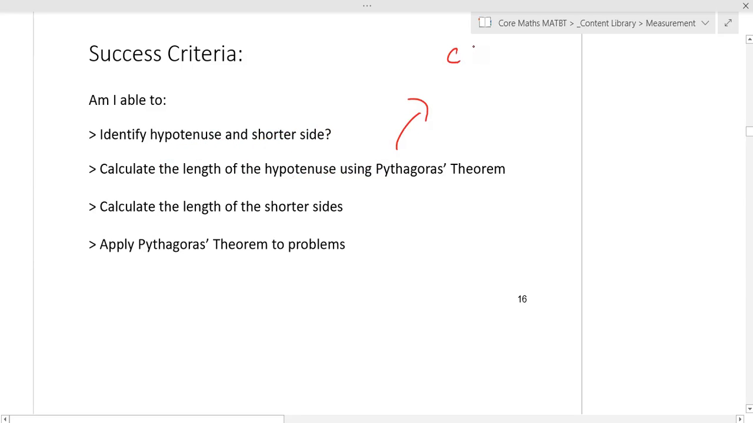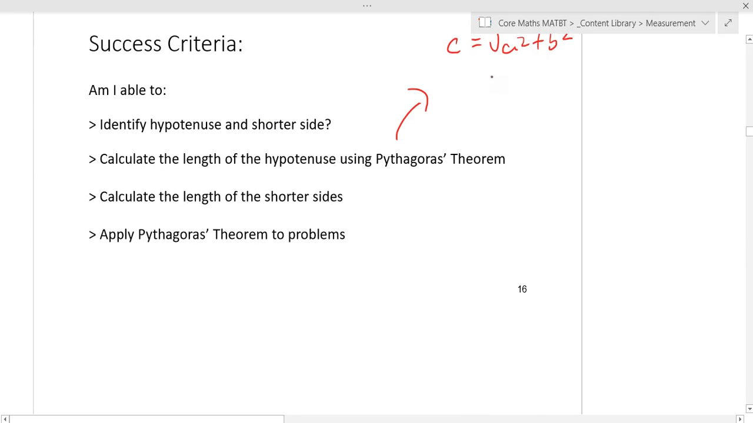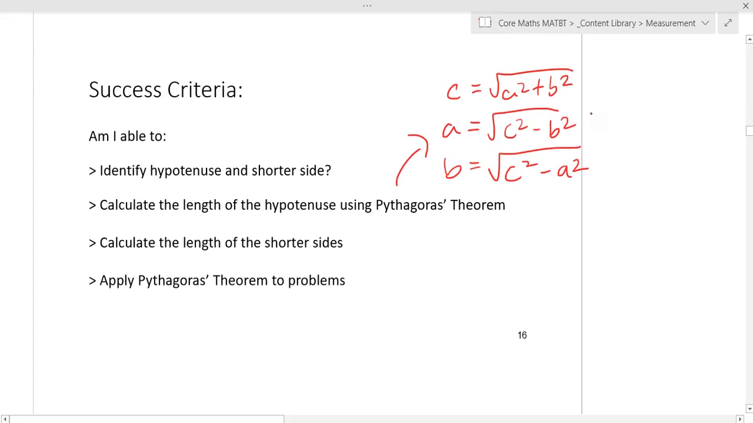You've got C equals square root of A squared plus B squared. Then you've got A, if you're looking for the A side, square root of C squared, take away B squared. And then for the B side, it's going to be square root of C squared minus A squared. So you've only got three versions of the Pythag, depending on which side we are looking for.